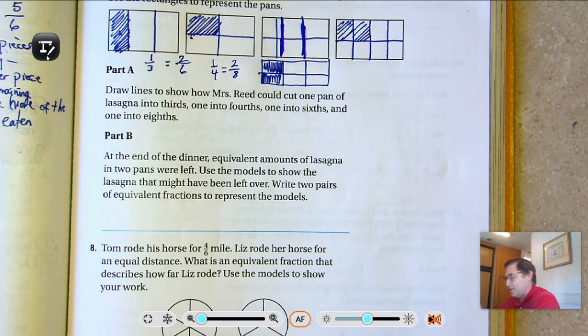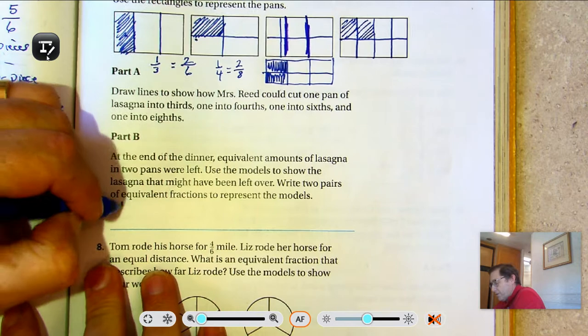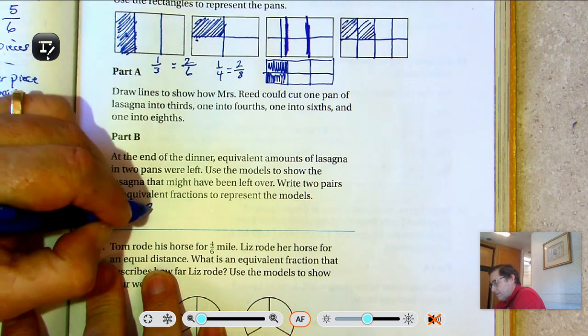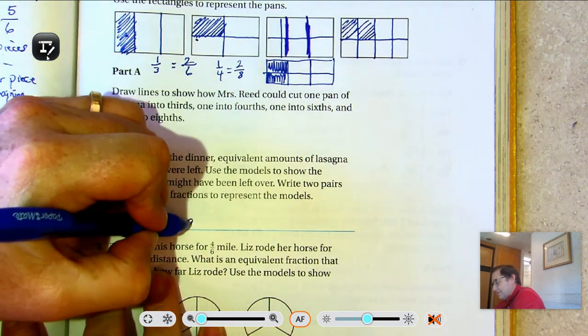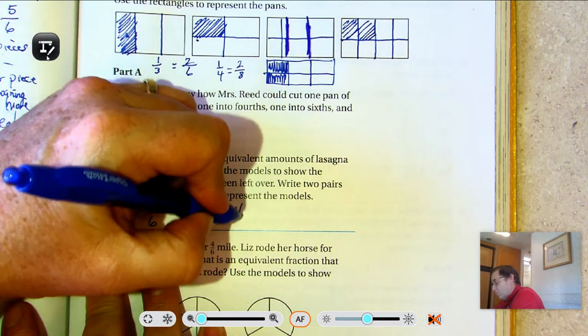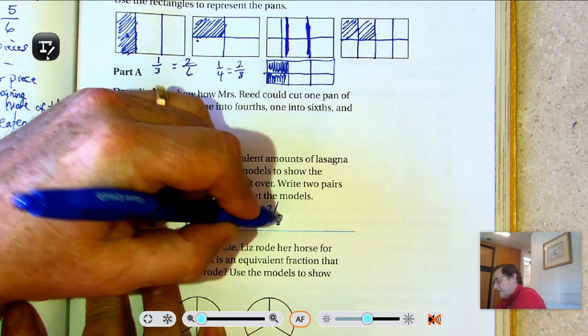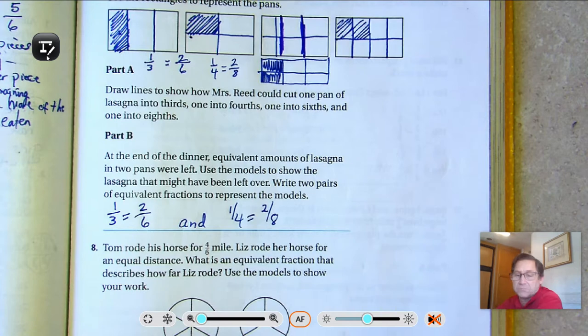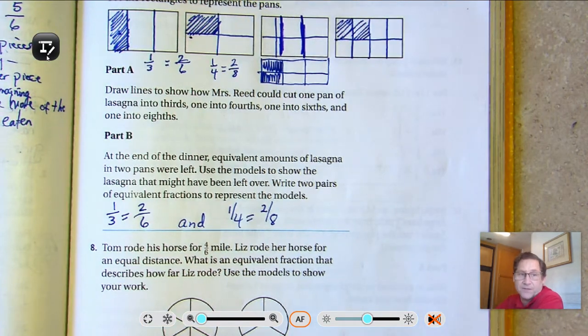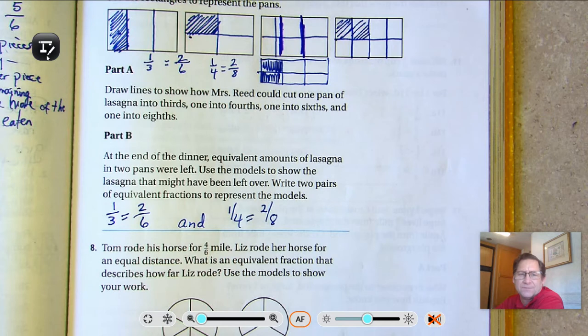So write 2 pairs of equivalent fractions. So 1/3 equals 2/6, and 1/4 equals 2/8. Okay. That's one possibility. There are some other answers. You could say 2/3 is equal to 4/6. You could say 2/4 is equal to 4/8. 3/4 is equal to 6/8, and so on.